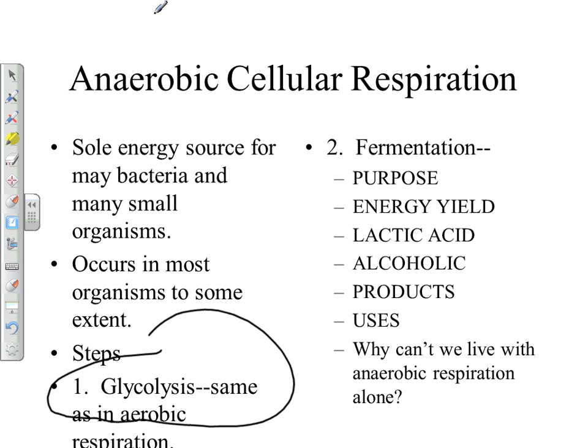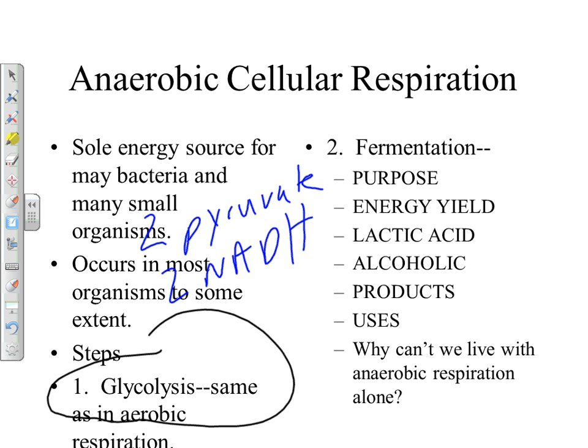The glucose gets split. We make 2 molecules of pyruvate. We make 2 molecules of NADH and a little bit of ATP. We make 4, but we had to use 2 to get there, right? So we net 2 ATPs. And that's it.